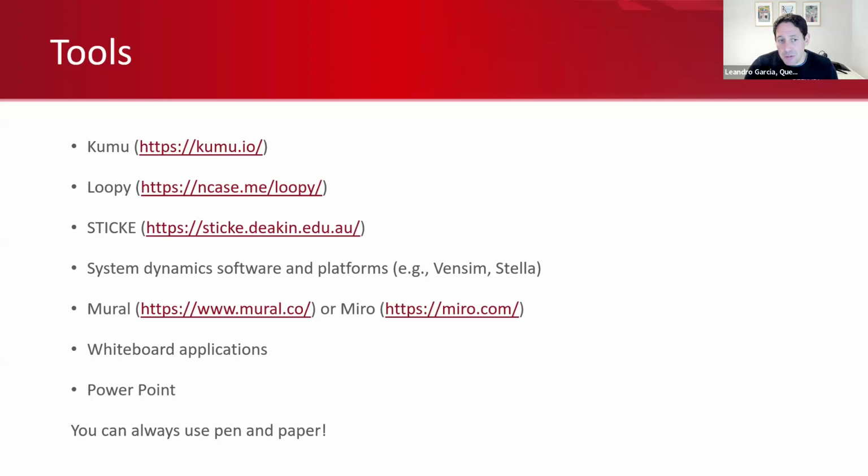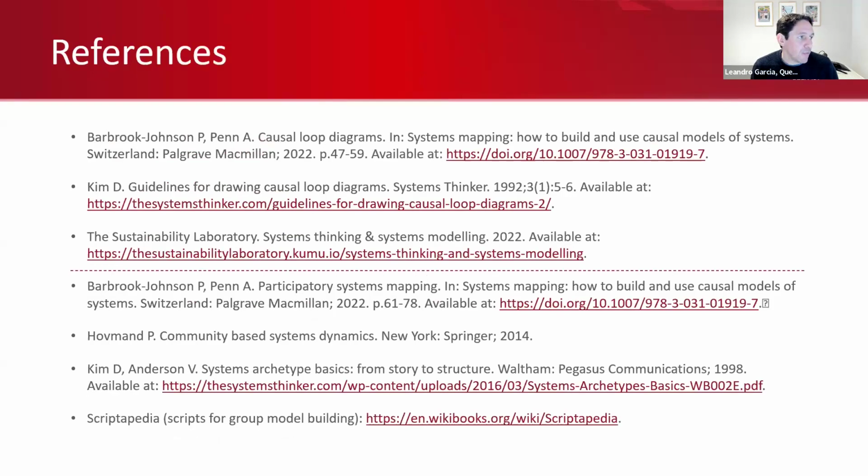The PowerPoint is one resource as well, maybe not the best one. It's also possible. Again, you can create nodes, arrows between the nodes, and put indicators of polarities for the arrows. And you can always use pen and paper effectively. And in terms of references, I left the first three are specifically about causal loop diagrams, and the last four are about things related to causal loop diagrams.